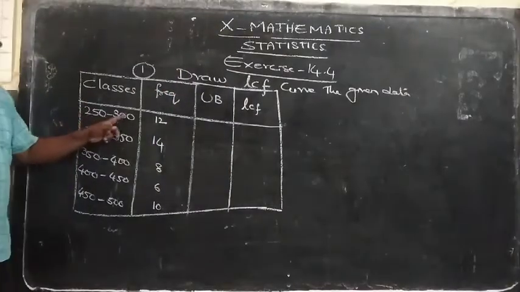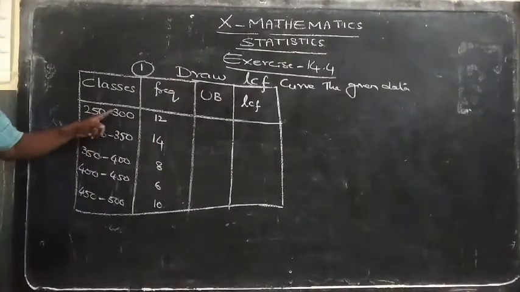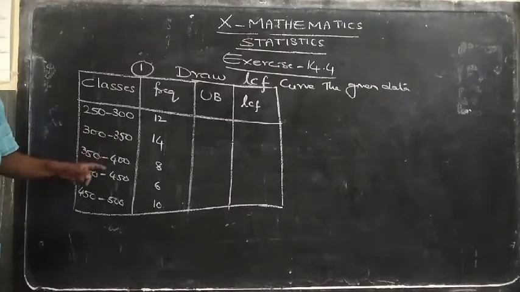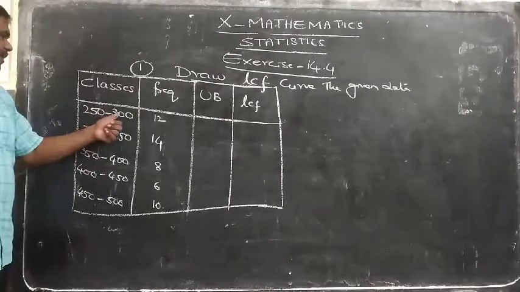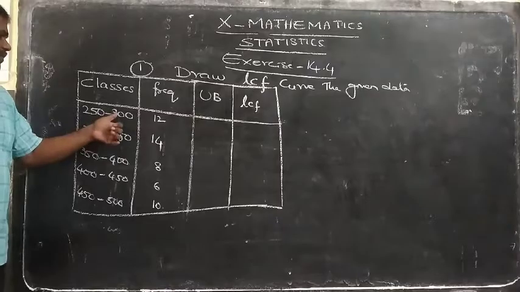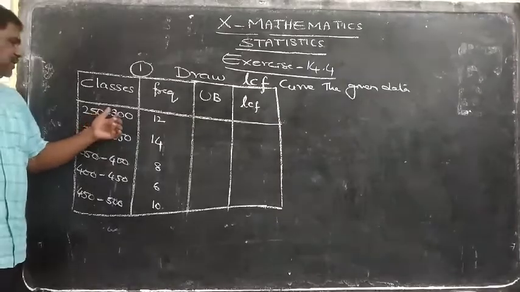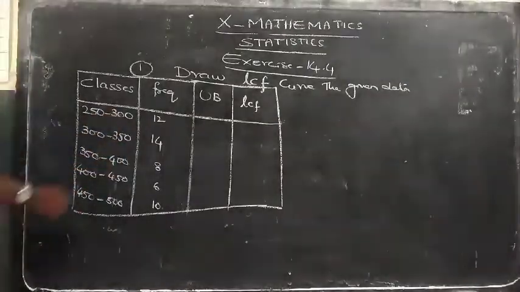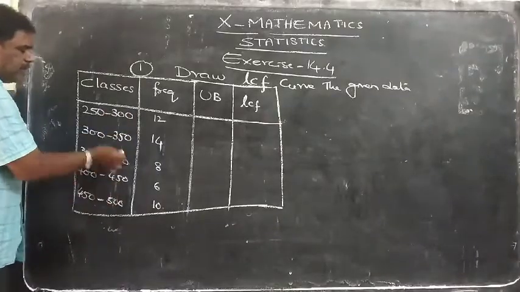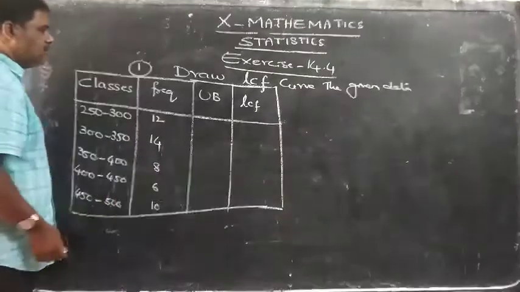Now 250 to 300, again 300 is coming. Such classes are called exclusive classes. The upper limit is repeated here; 300 is coming two times. So we should not count 300 in this. The upper limit is not included in that class. So they are called exclusive classes.